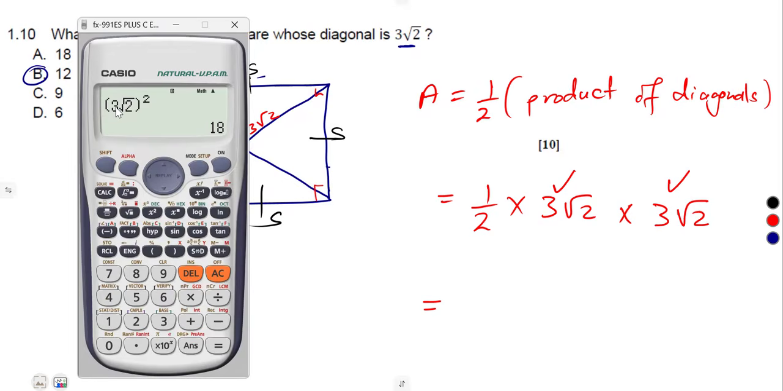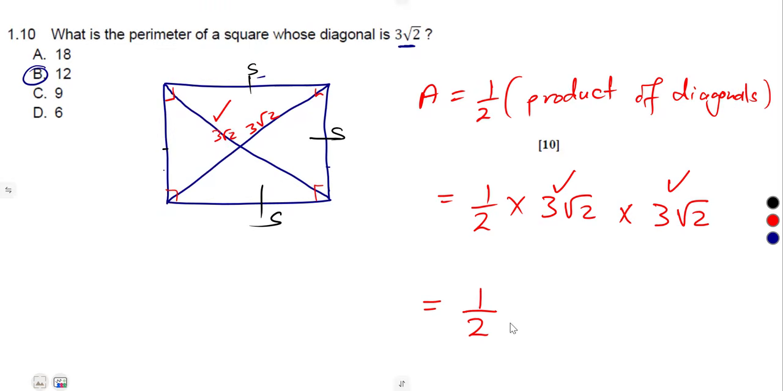here, when you said 3 square root of 2 squared. We got what? 18. So it's half times 18. What is half of 18? Which is 9. So we have the area 9 square units.